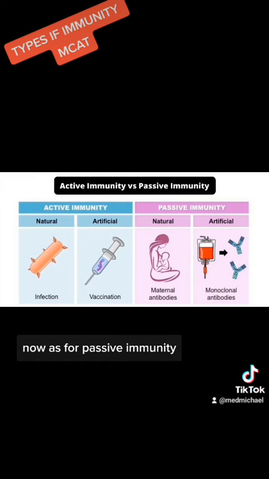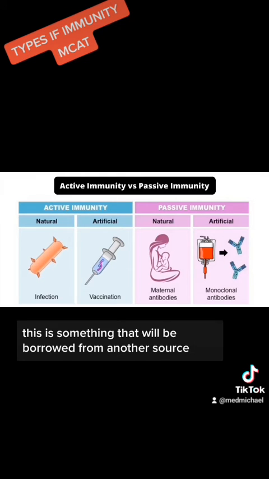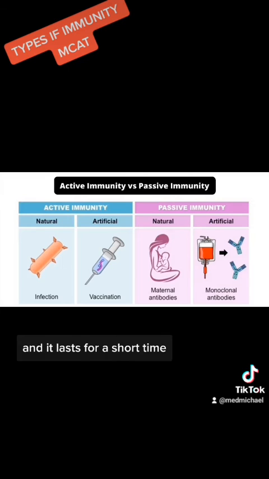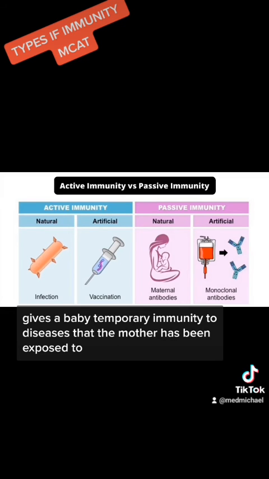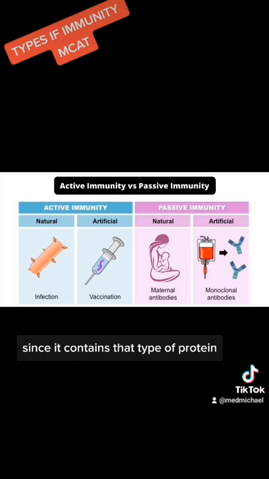Now, as for passive immunity, this is something that is borrowed from another source and it lasts for a short time. For example, the mother's breast milk gives a baby temporary immunity to diseases that the mother has been exposed to, since it contains that type of protein.